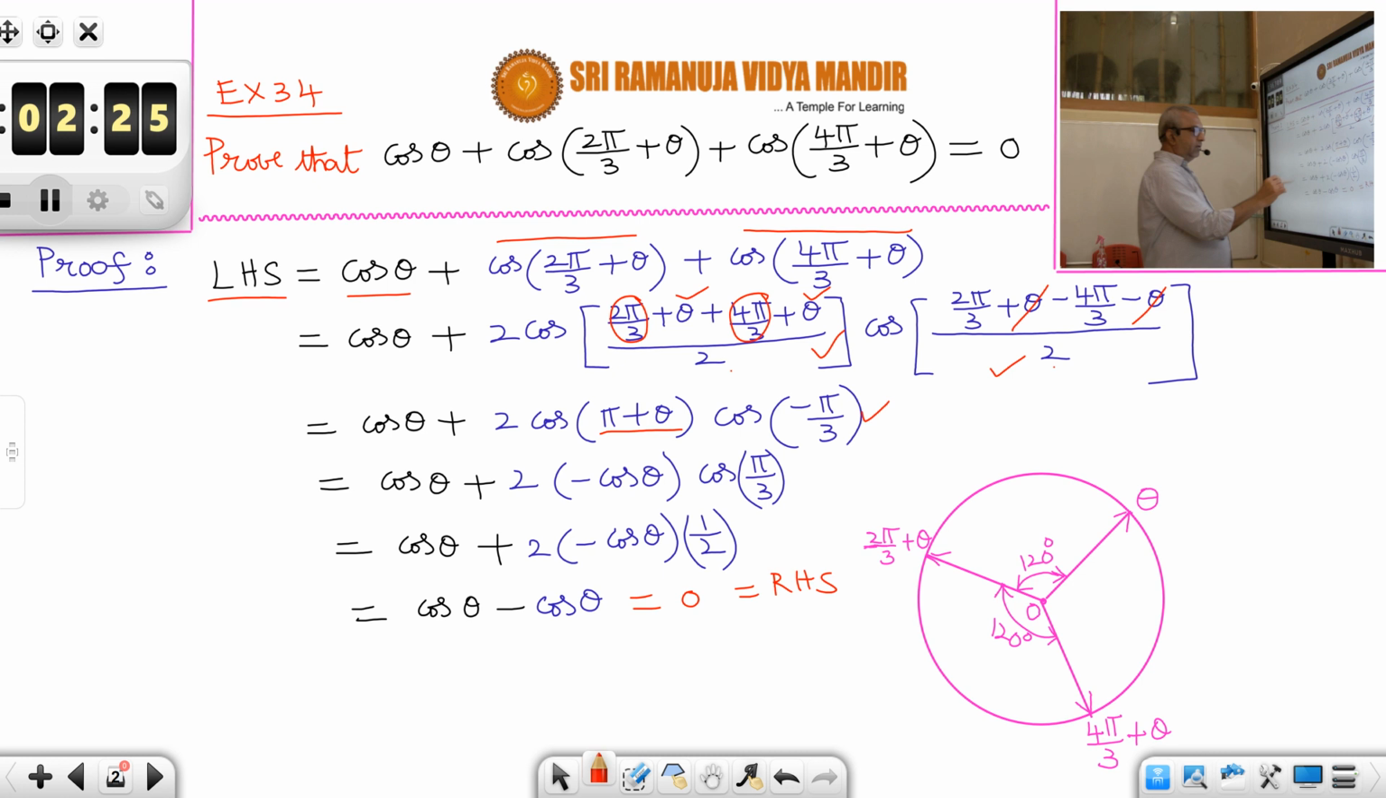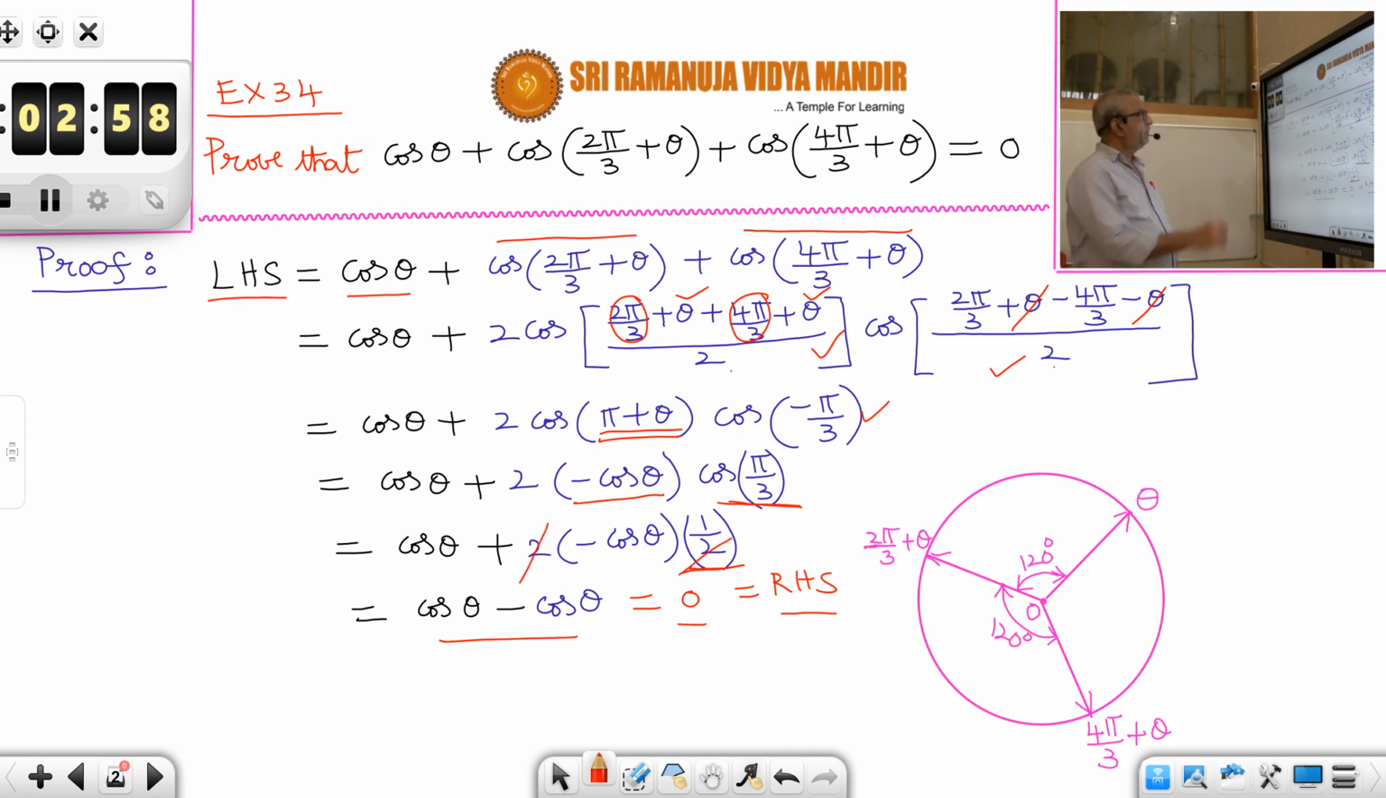So what is cos(pi plus theta)? Cos(180 plus theta) is minus cos theta. So here minus cos theta, and cos(minus pi by 3) is the same as cos(pi by 3), because cos(minus theta) and cos theta are equal. In the next step, I am putting the value of cos pi by 3, that is 1 by 2. So 1 by 2 and this 2 get cancelled. So you will get cos theta minus cos theta is equal to 0. So that is the right hand side.